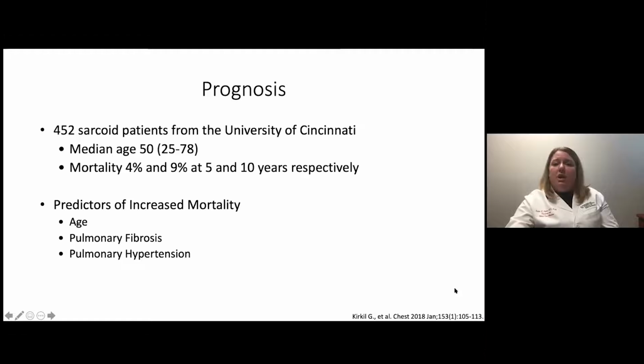The prognosis overall is good. There haven't been many large case series with many patients, but at the University of Cincinnati, in over 450 patients with a median age of 50, the mortality was 4% and 9% at 5 and 10 years respectively. Obviously, people who were older were more likely to have died, and it also makes sense that people who have more scarring and fibrotic changes in their lung also had increased risk of death. And patients that develop pulmonary hypertension, either from sarcoid directly involving their heart or just from severe hypoxemia from lung disease, were also at increased risk of death over time.